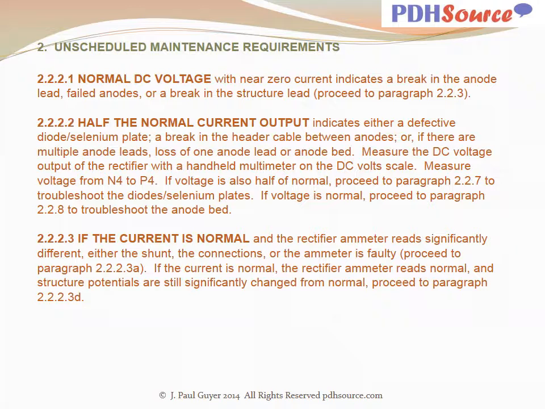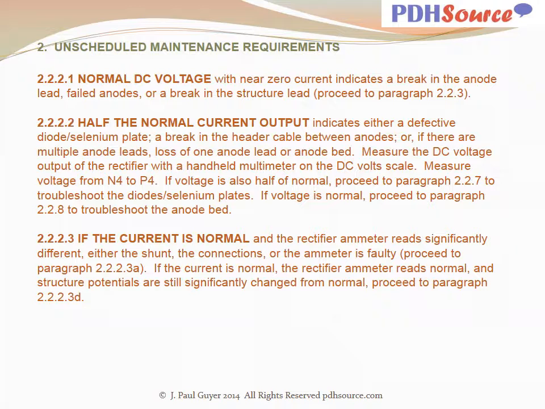Measure the DC voltage output of the rectifier with a handheld multimeter on the DC volt scale. Measure the voltage from N4 to P4. If voltage is also half of normal, proceed to paragraph 2.2.7 to troubleshoot the diode's selenium plates. If voltage is normal, proceed to paragraph 2.2.8 to troubleshoot the anode bed.